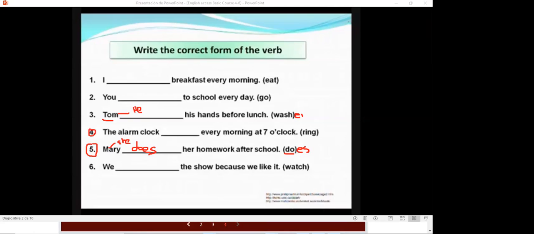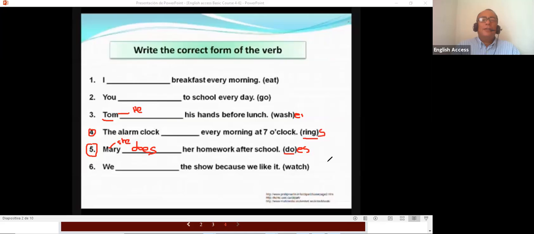The alarm clock rings every morning. Exactly. Rings. Why rings? Because the alarm clock is a thing. We can change the alarm clock with the pronoun it because it's something not alive, it's not a person, it's a thing, it's an alarm clock. Okay. And finally, number 6, Pacheco.